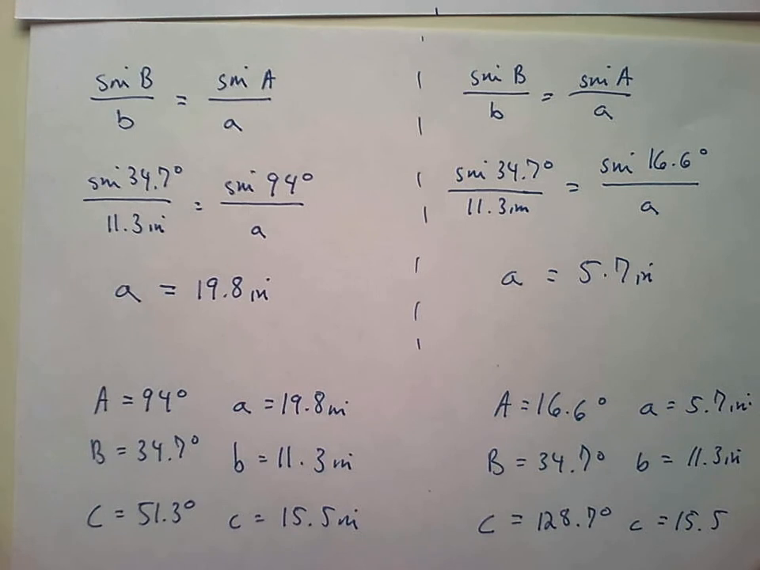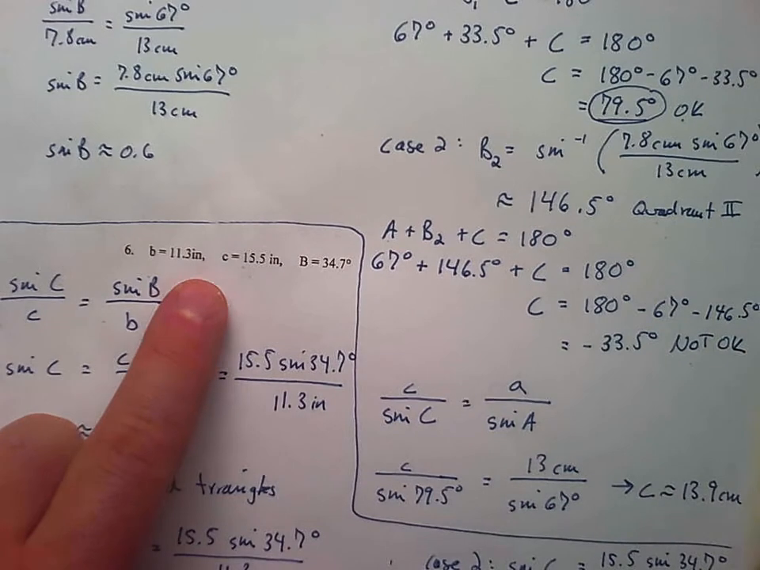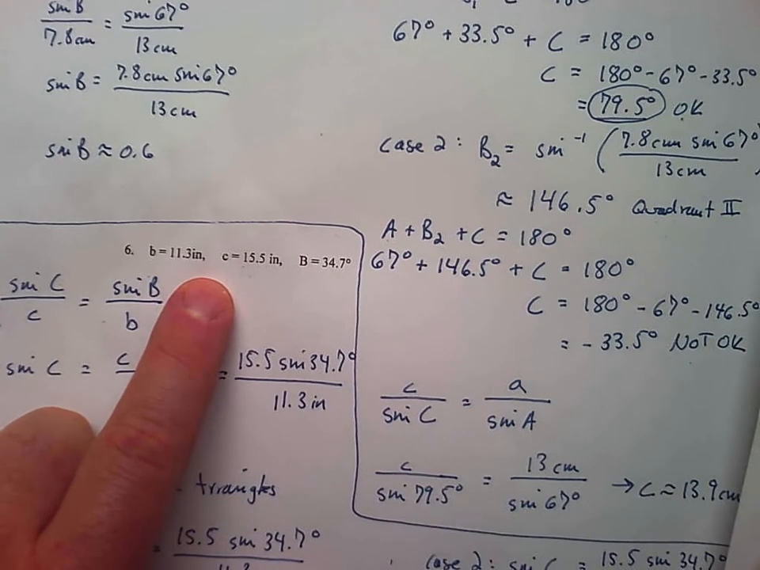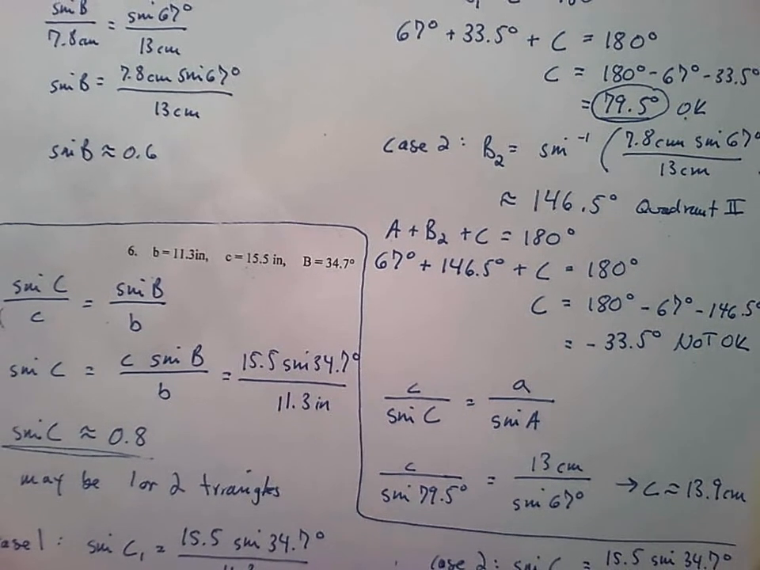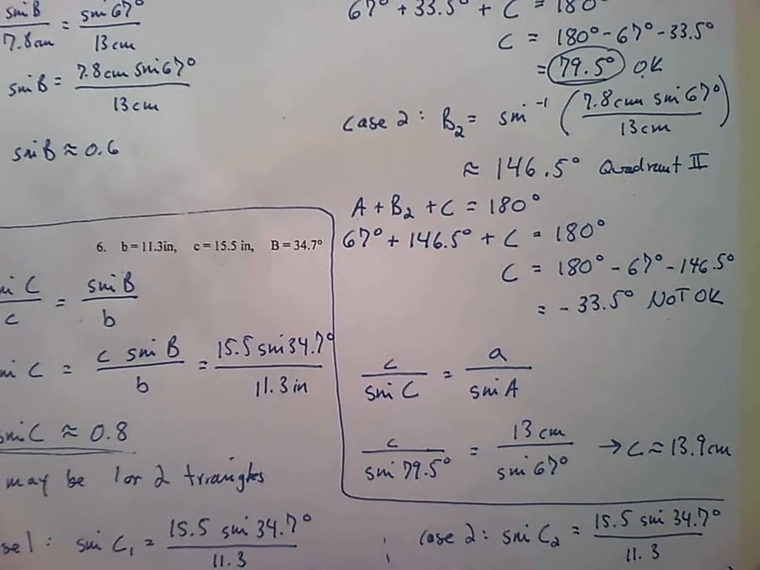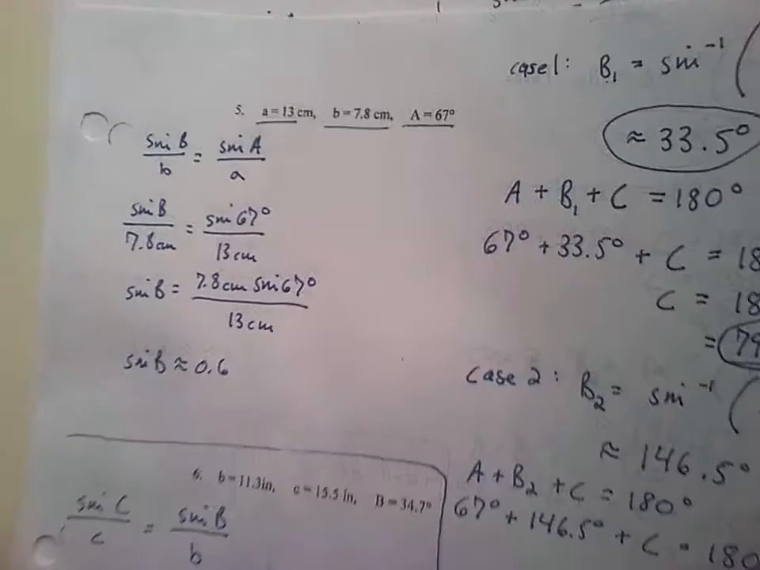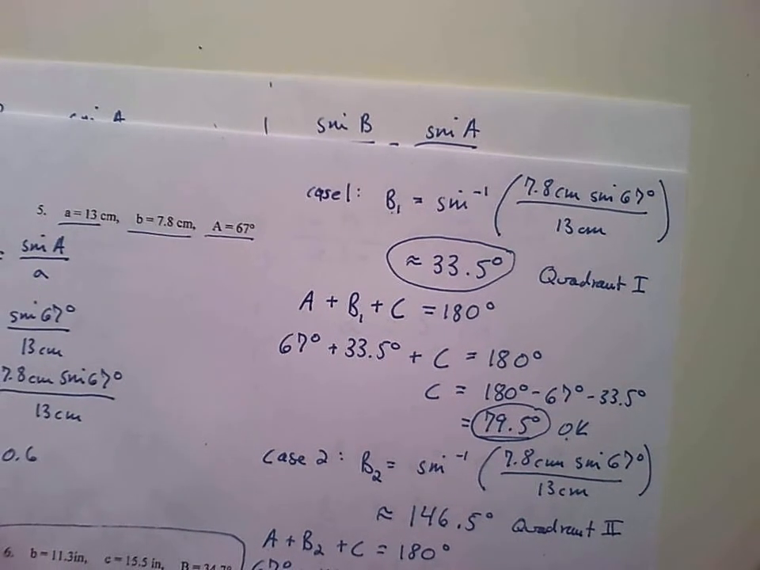So therefore, we have two possible sets of solutions that we could find if we start off the problem with side-side-angle, or angle-side-side, however you want to call it. But that's why this case is called the ambiguous case. Alright, let's move on to the next page in our notes.